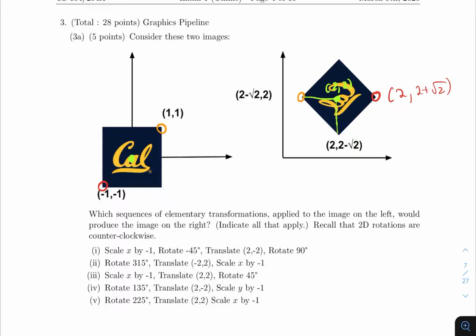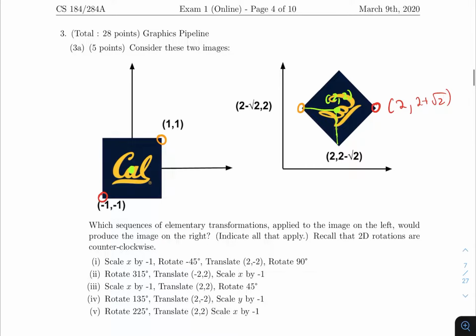Hi everyone, we're going to work through part 3A on the March 2020 exam. This is a question about transforms. We're given an image on the left and asked to figure out which of these elementary transformation sequences produces the image on the right. And I've gone ahead and marked some particular points that we can correspond because it's a little easier to think about where points move than whether the whole image transform is lining up correctly.